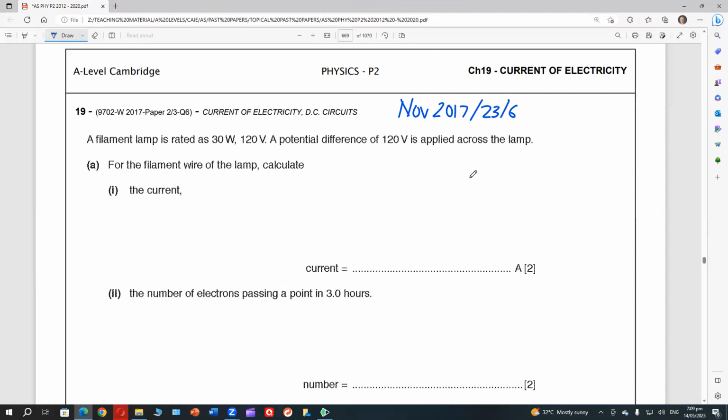A filament lamp is rated at 30 watt, 120 volt. A PD of 120 volt is applied across the lamp. For the filament wire of the lamp, calculate the current. So we will use P is equal to VI, and 30 over 120. It comes as 0.25 ampere.